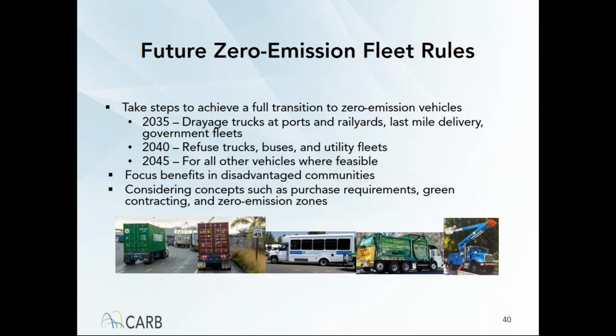This rule focuses, and a lot of them have for some time, focuses on benefits being achieved in what are called disadvantaged communities. I'm not going to give you the long form definition of what that is, but basically it's communities where we've got population that cannot get away from the pollution, and they're industrialized, so they have more pollution to deal with in the first place. We're considering all concepts. So green contracting, zero emission zones, purchase requirements, all different things are being required. And the data that we're collecting through the reporting system is how we're going to get there.